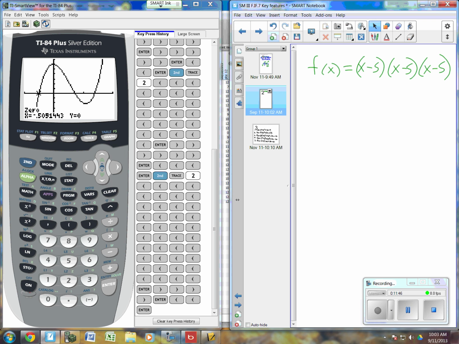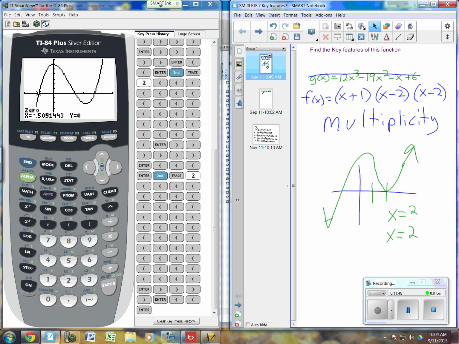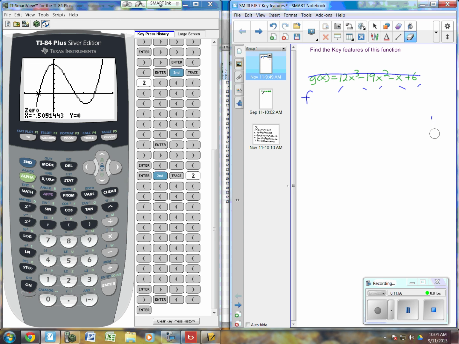All right, last one. End behavior. I want to talk about end behavior of this function that I just crossed out right here. Look on your paper I just handed out to you. What does it say end behavior is?